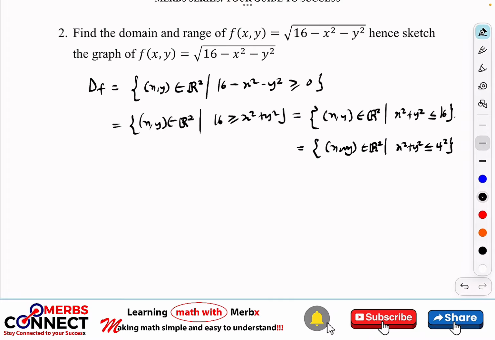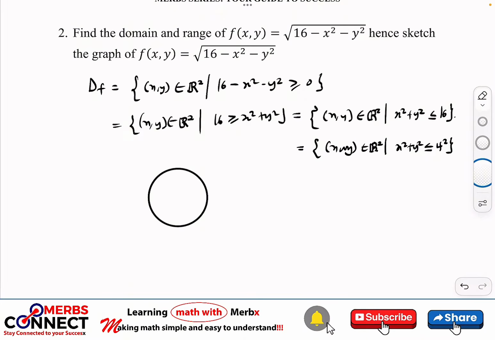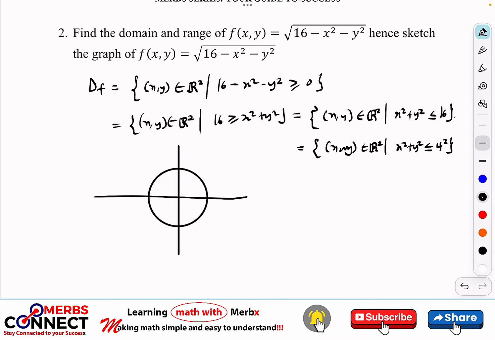So if I want to sketch the graph for this, I'm going to have my y-axis, I'm going to have my x-axis, and this is going to be my graph with radius 4. So minus 4, 4, 4, minus 4. So this will be the domain if I'm just sketching the domain. Right. So this will be the domain here.